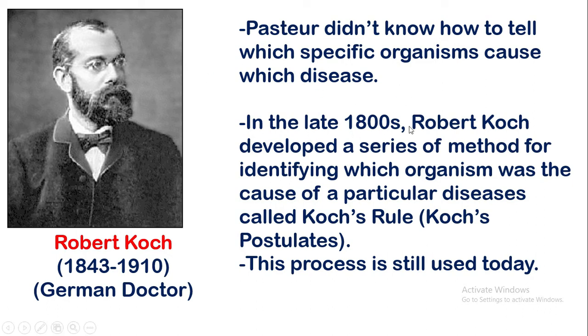Okay, that's why the other scientists did not believe him. Until the late 18th century, there was a young German doctor. His name is Robert Koch. He developed a series of methods for identifying which organism was the cause of a particular disease. This process is called Koch's rule or Koch's postulates. Okay, and this process is still used today. So let's move to the process.